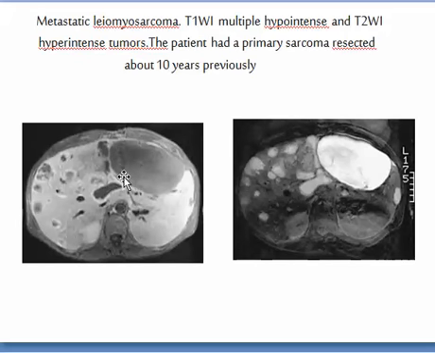Metastatic leiomyosarcoma. This is one of the secondary tumors occurring in baby. We have a lot of metastases here. One of them is very big. All are showing as T1 hyperintense and T2 markedly hyperintense tumor, and the patient had a primary sarcoma resected 10 years ago. This is metastatic leiomyosarcoma. So we have hemangioendothelioma, hemangioendotheliosis, hepatoblastoma, undifferentiated embryonal carcinoma, and metastatic leiomyosarcoma.